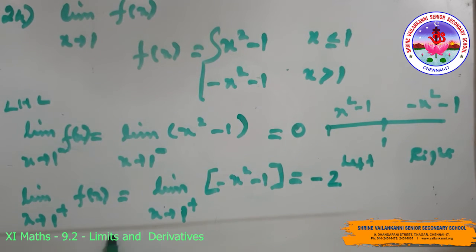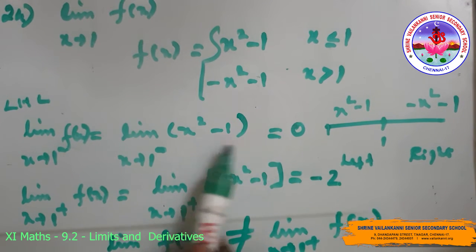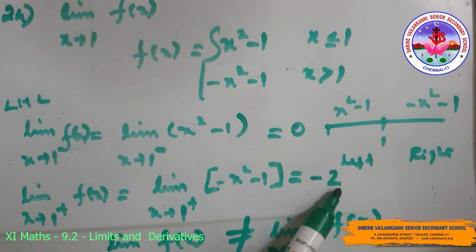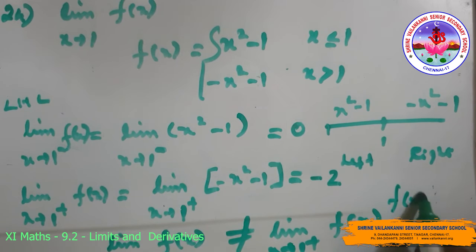Therefore, limit x tends to 1 minus f of x is not equal to limit x tends to 1 plus f of x. That is, left hand limit and right hand limit are not equal. Left hand limit is 0 and right hand limit is minus 2. Since they are not equal, we can say that limit of f of x does not exist.